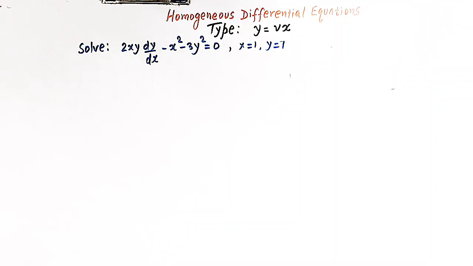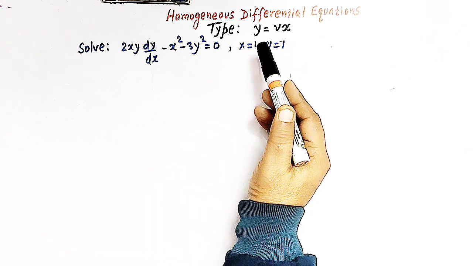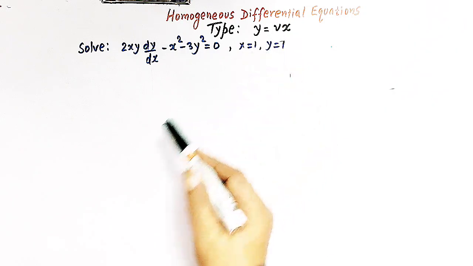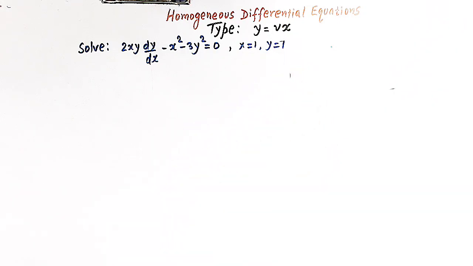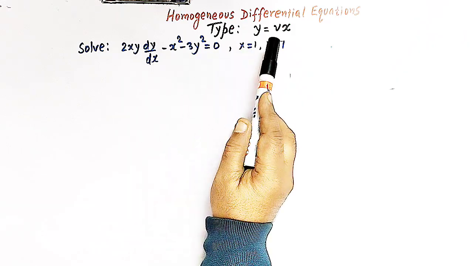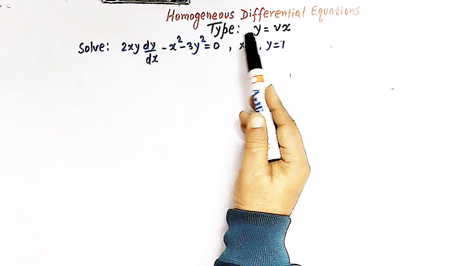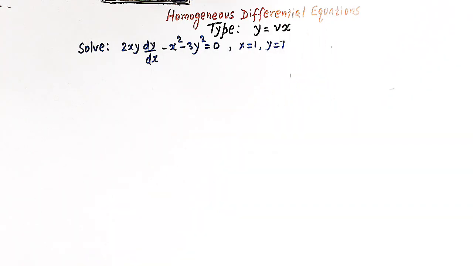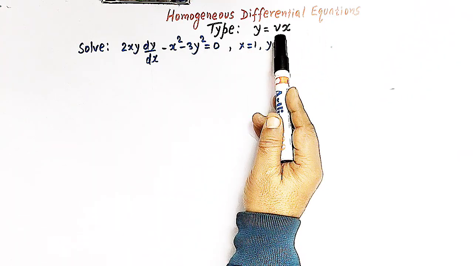Hello viewers, in today's session we are going to discuss one important problem from homogeneous differential equations of the type where we have to make the substitution y is equal to vx, where v is a function of x, right? So here we are going to solve this differential equation which belongs to this type of homogeneous differential equations where we have to make use of the substitution y is equal to vx.